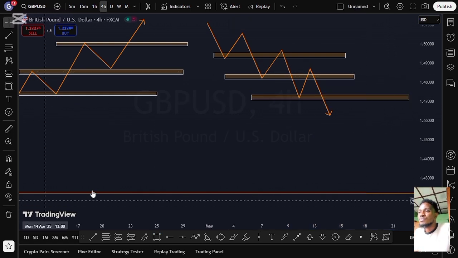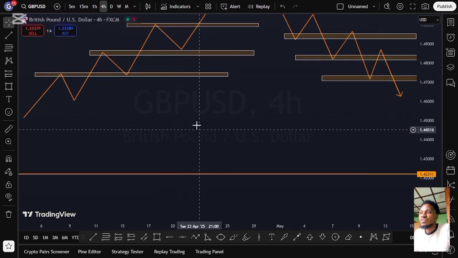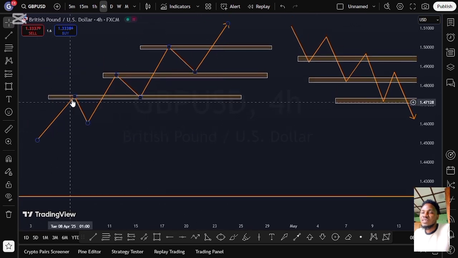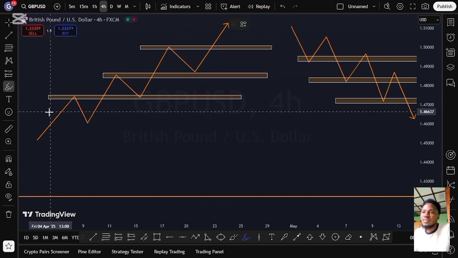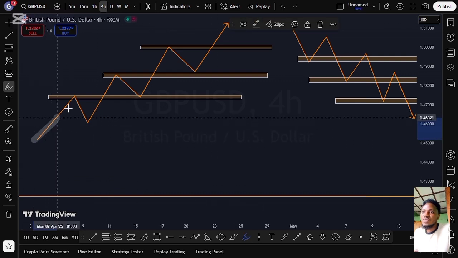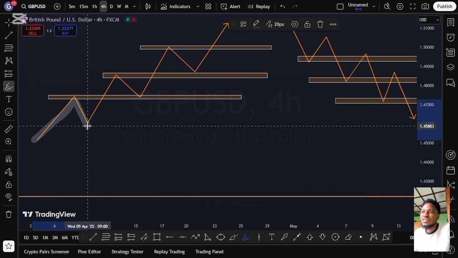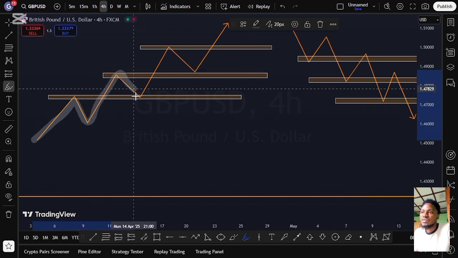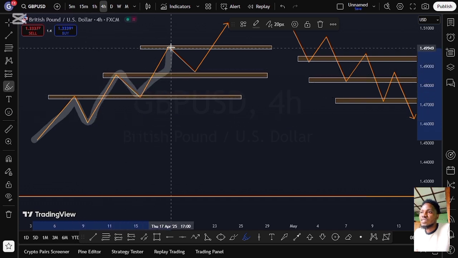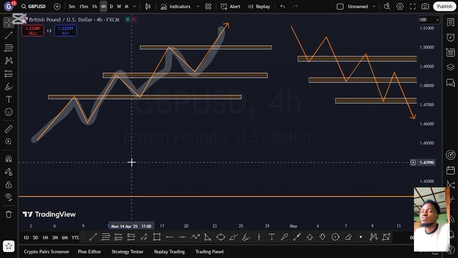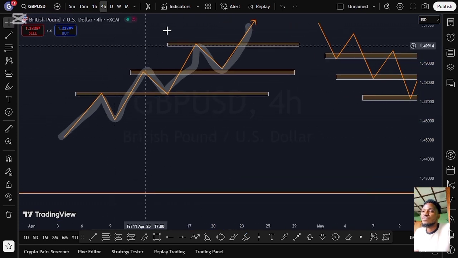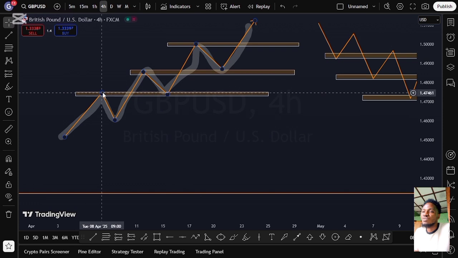Okay, so this is all about structure. This is a resistance, this is an impulsive move in this bullish market. Impulsive move, correction, impulsive move, correction, impulsive move, correction, impulsive move. In order for us to take advantage of the next impulsive move, we need to know where the market will turn out from.